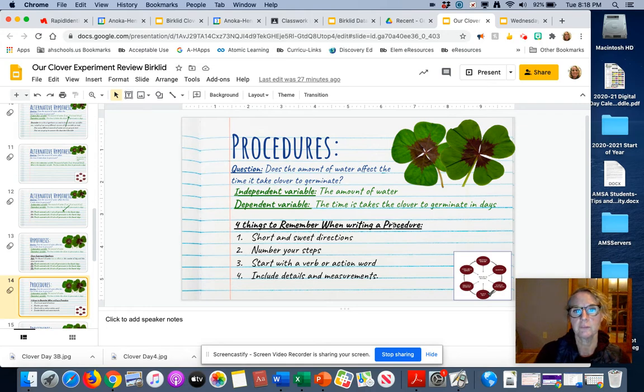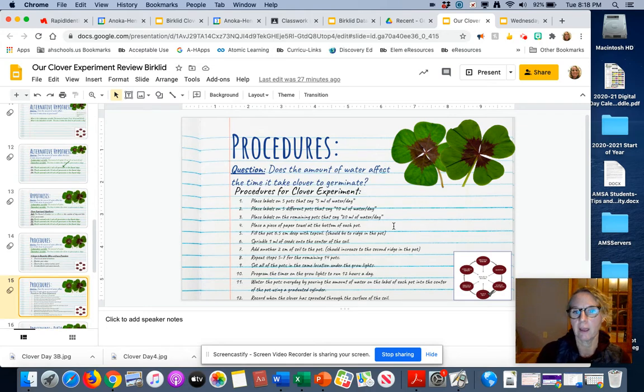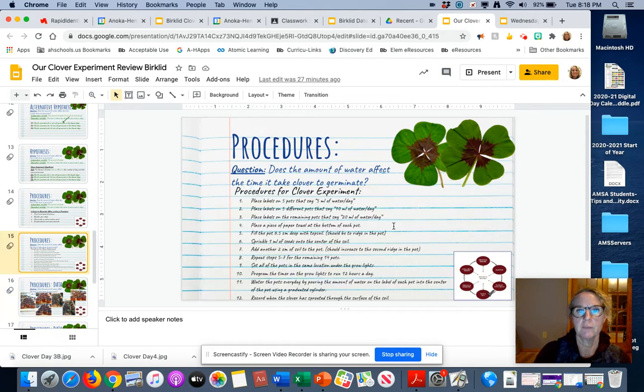You guys watched this in a video, but these are our actual procedures. Label the pots that say 5 milliliters. Place labels on pots that say 5 milliliters of water. Place labels on 5 different pots that say 10 milliliters of water, and then do the same for the 20 milliliters of water. We placed a paper towel at the bottom of each pot. Number 5, fill the pots 6.5 centimeters deep with topsoil. Should be to the ridge in the pot.